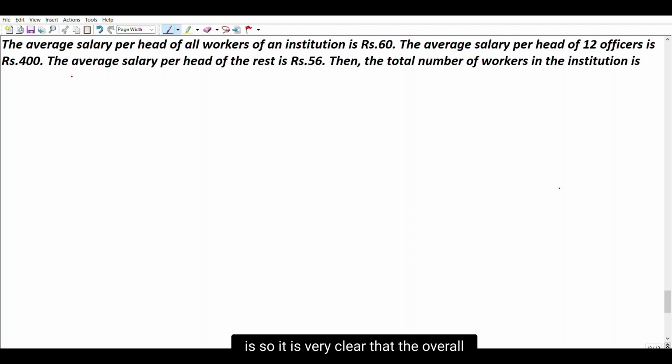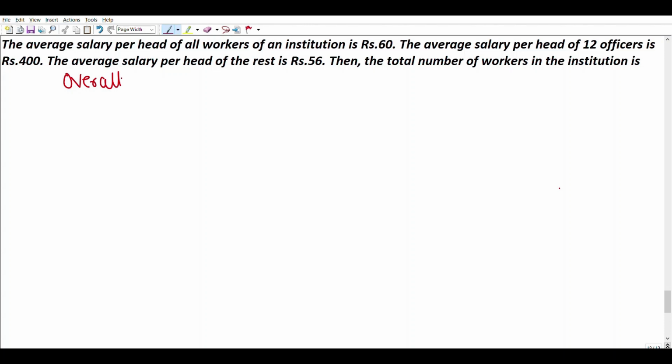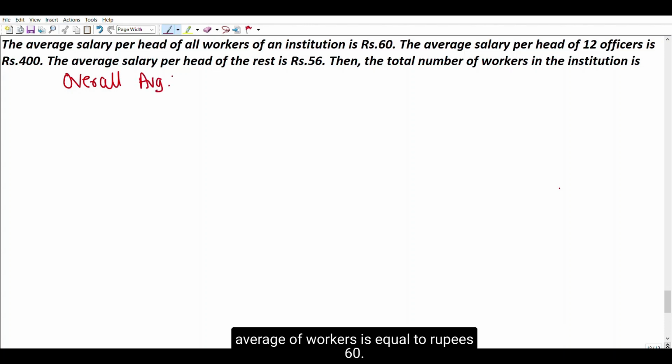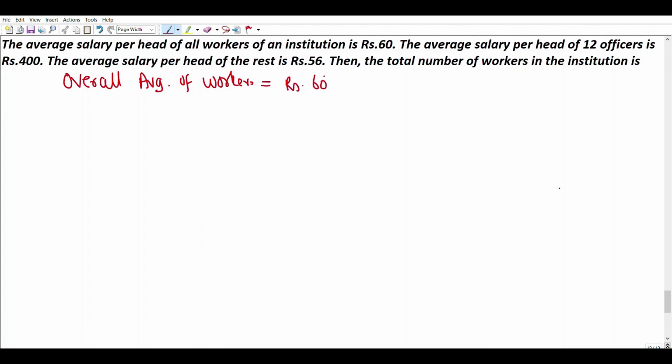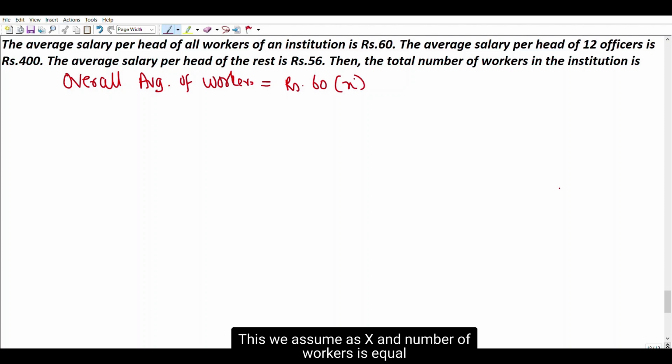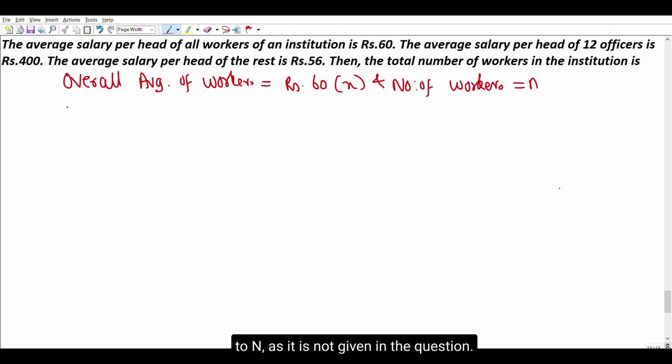So it is very clear that the overall average of workers is equal to rupees 60. This we assume as x, and the number of workers is equal to n as it is not given in the question.